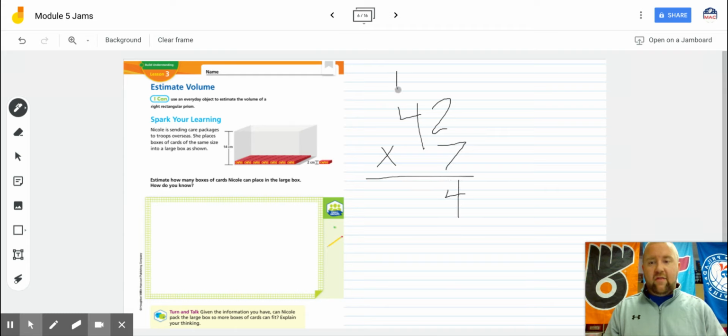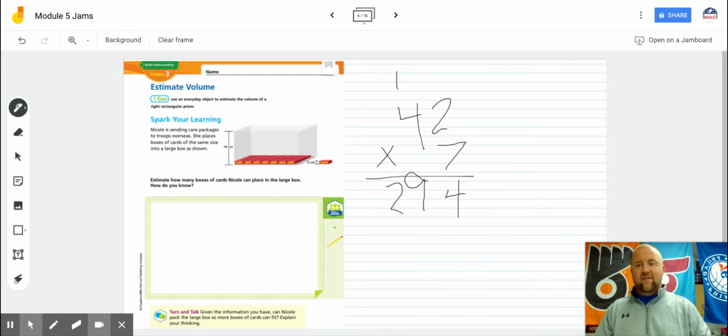So to find out the total amount of cards, I would do my multiplication problem, and I would get 294, which means that 294 boxes of cards can fit in this care package going overseas. So again, like I said, there's some wiggle room, so it's not exactly telling you the volume of the inside of the box, but it kind of really is, right?